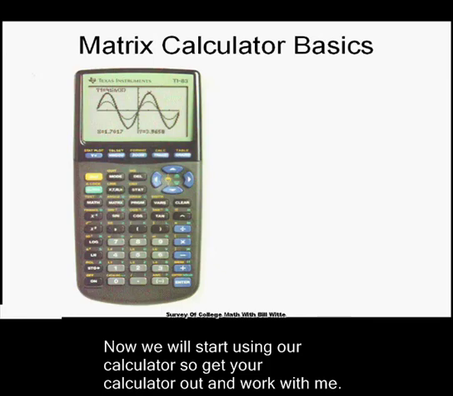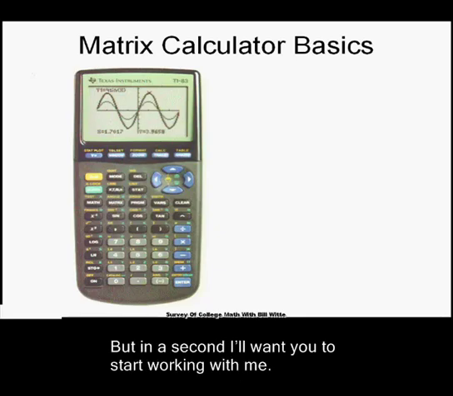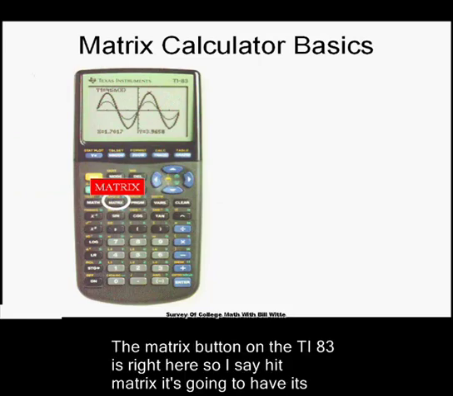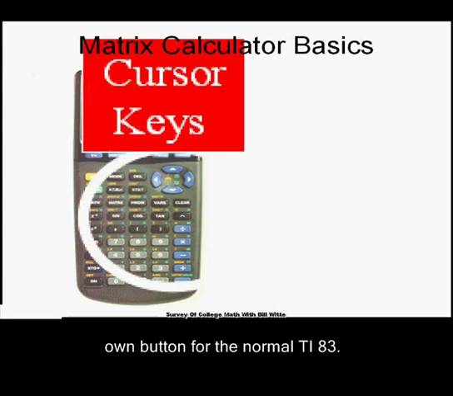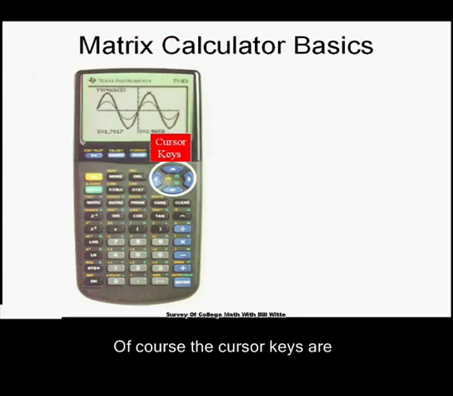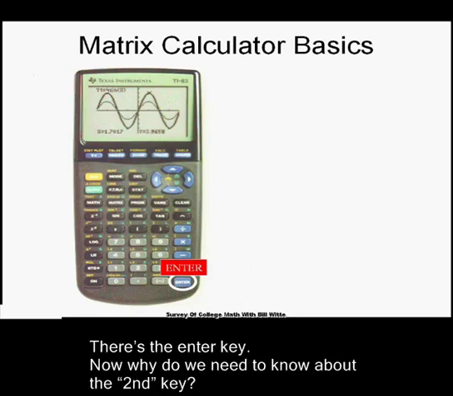Well, now we're going to start using our calculator. So get your calculator out. I want you to work with me. I'll give you a little tour of it first, but in a second I'm going to want you to start working with me. The matrix button on a TI-83 is right here. When I say hit matrix, it's going to have its own button on the normal TI-83. Of course, the cursor keys are here, so when I speak of the cursors, you know what I'm talking about. There's the enter key.